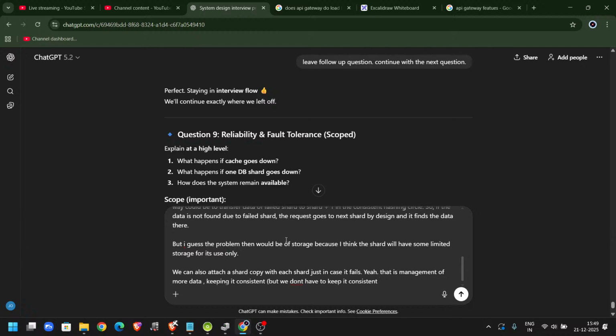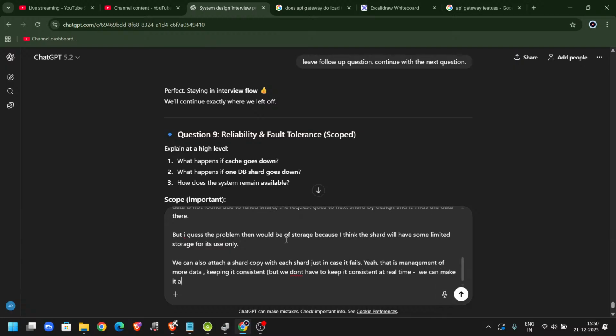What is that term? Live, at real time, since we can make it async or job based. This will keep system available. I don't know, let's see क्या होता है.